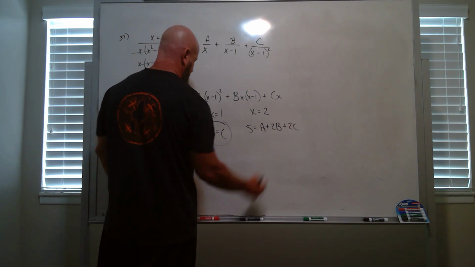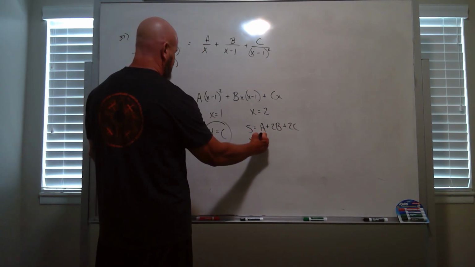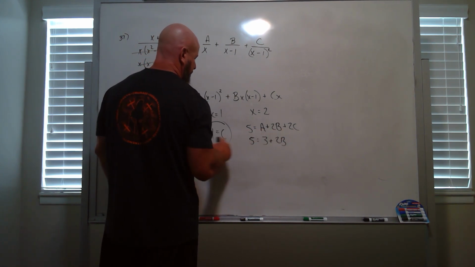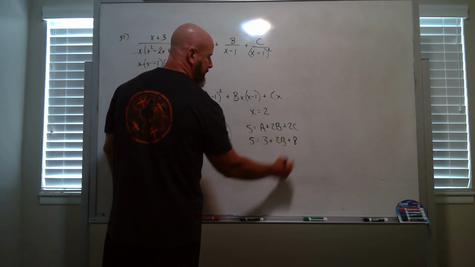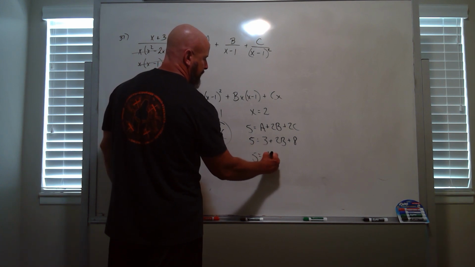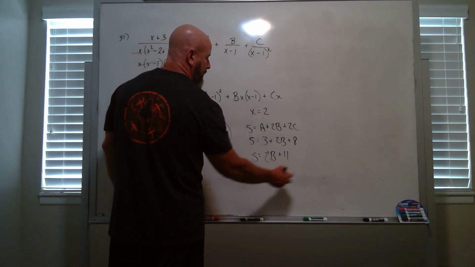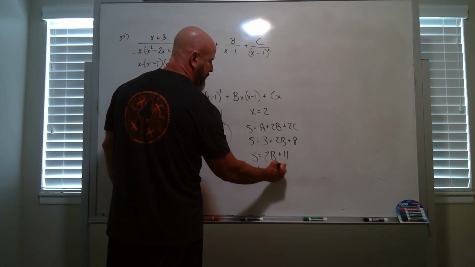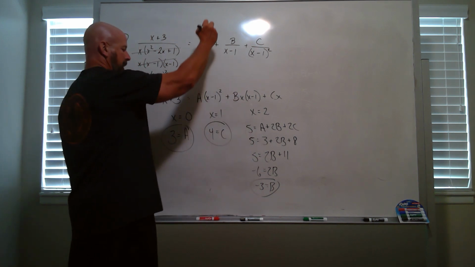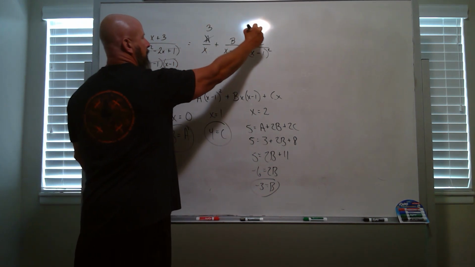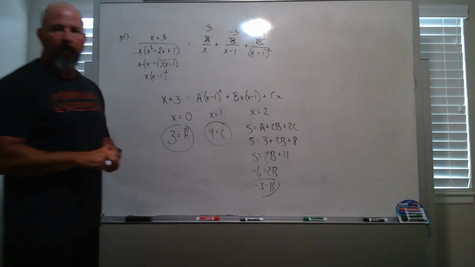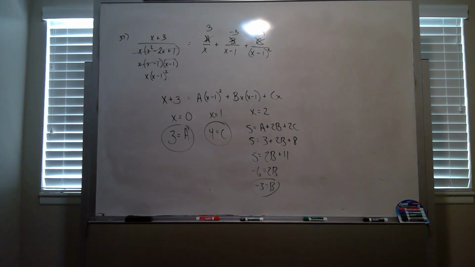And then 2C. So 5 equals, I have A is 3 already, plus 2B. And if C is 4, that would be plus 8. So I've got 5 equals 2B plus 11. Subtract my 11s, negative 6 is 2B, B then is negative 3, and I've got my values. I've got a 3 for A, 4 for C, and a negative 3 for B, and there's my 3 fractions for my partial fraction decomposition.